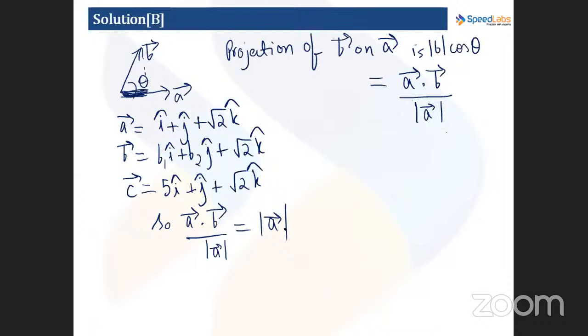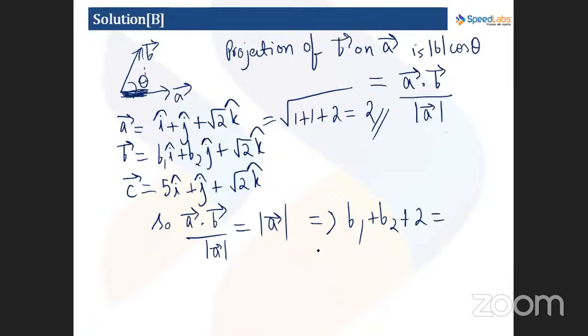So what is mod A? Mod A is root of 1 plus 1 plus 2, which is root of 4, which is 2. So A dot B can be written as 1 into B1 plus 1 into B2 plus 2 equal to mod A square. So this becomes 4. So B1 plus B2 comes out to be equal to 2.